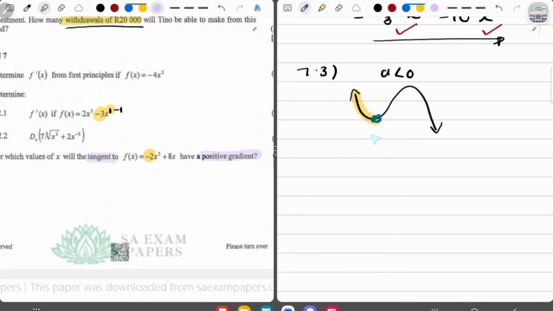Here at the turning point, it stops decreasing, okay? It's neither increasing nor decreasing. Its gradient is standing still. It's stationary. That's why it's called a stationary point. So the gradient is equal to 0 at the turning point.